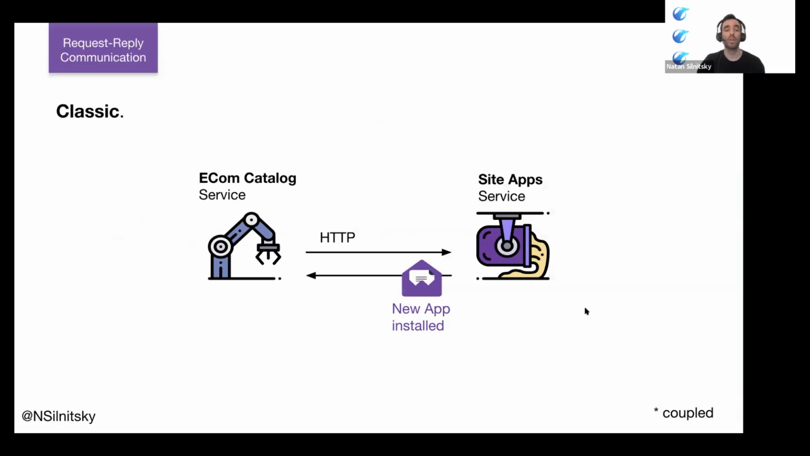The classic request-reply style of communication: we have two microservices here, the ecom catalog service and site installed application service. Here the ecom catalog is serving as a client who is requesting from the server some information, in this case, what is the newly installed application. So these two services are now more coupled because of this request-reply communication.